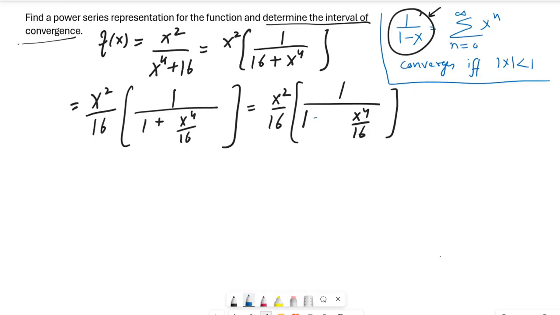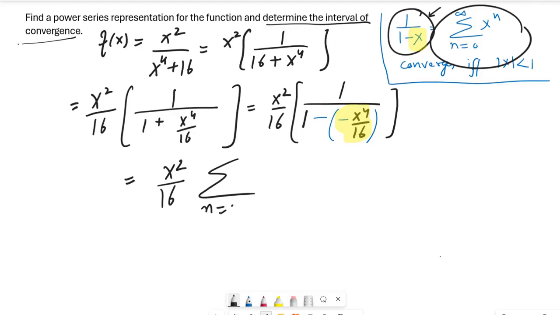You see the sign is positive, but I can write positive as two negatives, right? Now this looks like this. In place of x we have what? This whole thing, right? Just in place of x, we have this negative x to the 4 by 16. So that means using our formula here, we can write this as, outside we have x squared by 16, summation n from 0 to infinity. In place of x, I'm going to write this whole expression. Okay, so let's write that: negative x to the 4 by 16, to the power n.